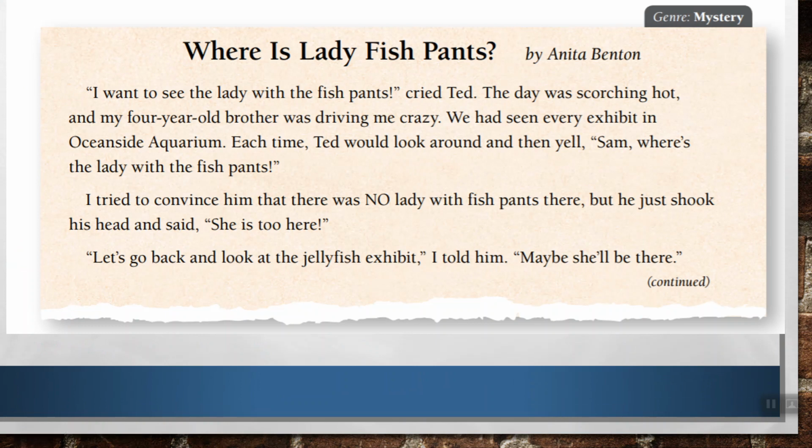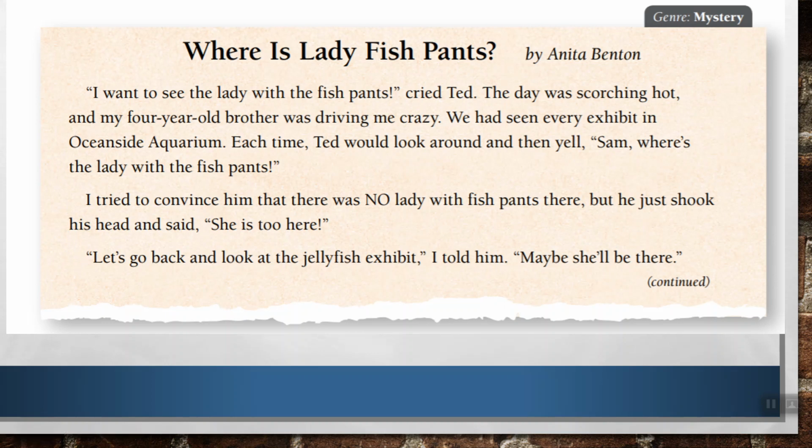I want to see the lady with the fish pants, cried Ted. The day was scorching hot, and my 4-year-old brother was driving me crazy. We had seen every exhibit in the Oceanside Aquarium. Each time, Ted would look around and then yell, Sam, where's the lady with the fish pants? I tried to convince him that there was no lady with fish pants there, but he would just shake his head and say, She is too here. Let's go back and look at the jellyfish exhibit, I told him.